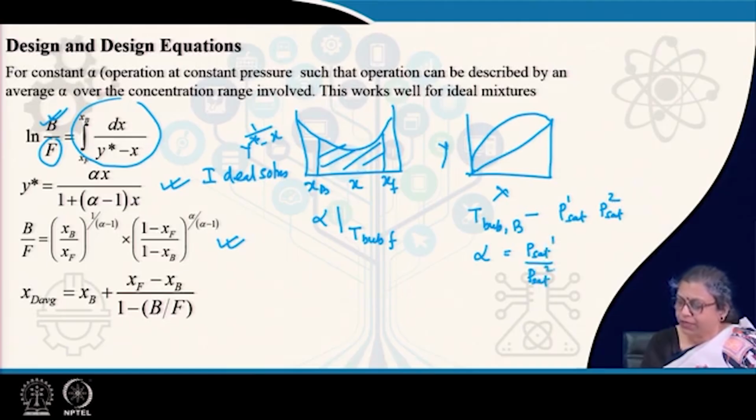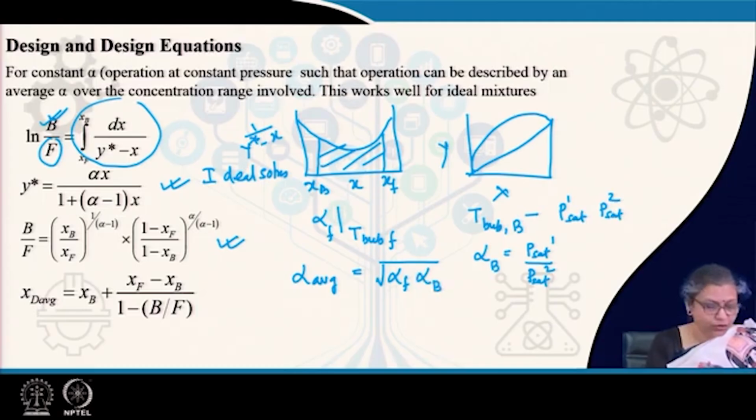From these two, you can find out the alpha, which is nothing but equal to P saturated 1 by P saturated 2, where 1 is the more volatile component, and then you can compare the alpha at the end of the operation, say the alpha of the bottom, with the alpha of the feed. If you find that they are not very different, there is no problem. If you find that they are quite different, then you have to redesign the whole thing by taking a geometric mean of alpha for the feed and for the bottom temperatures. So, in this particular way it proceeds.